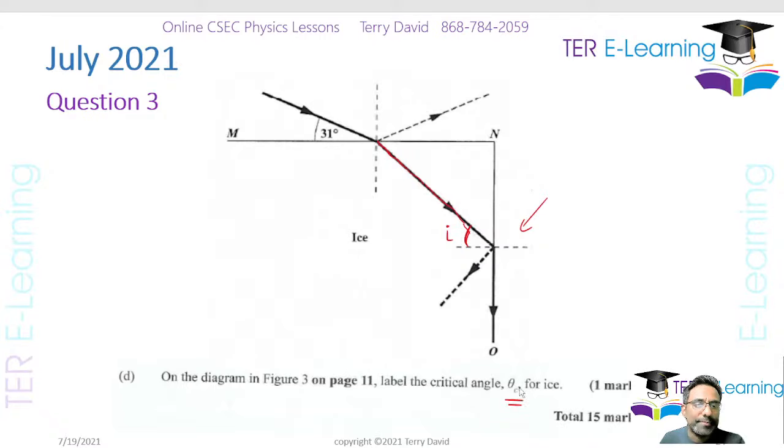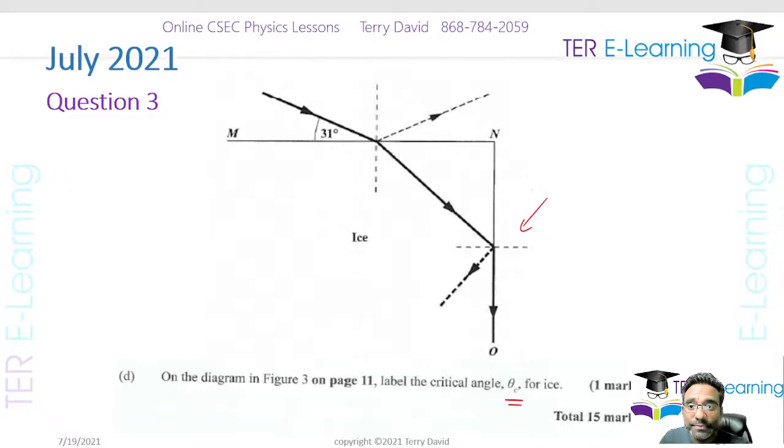Question 1, label the critical angle. Now, in order for total internal reflection to take place, my angle of incidence has to be greater than the critical angle. It has to be greater than the critical angle. So let's see how I can draw this without making this look messy. So let me erase this.